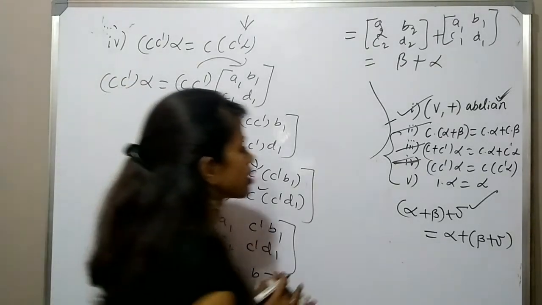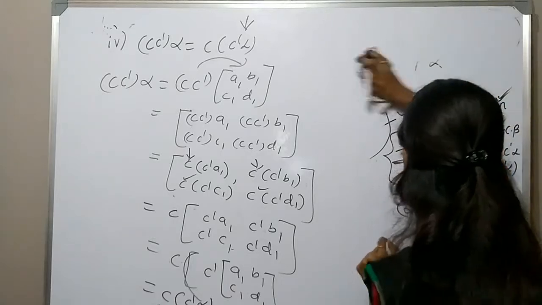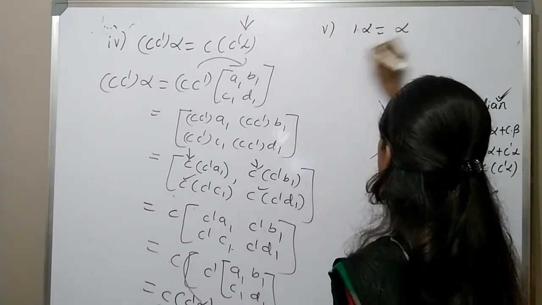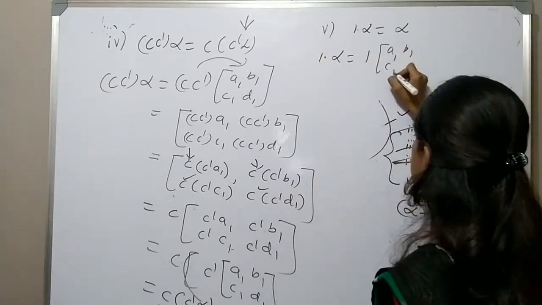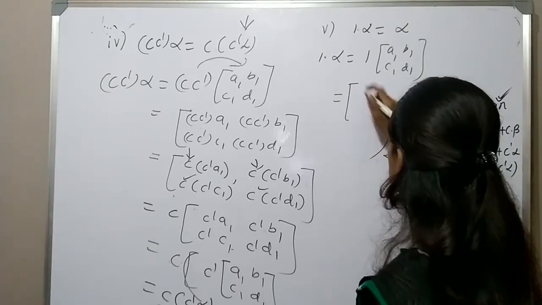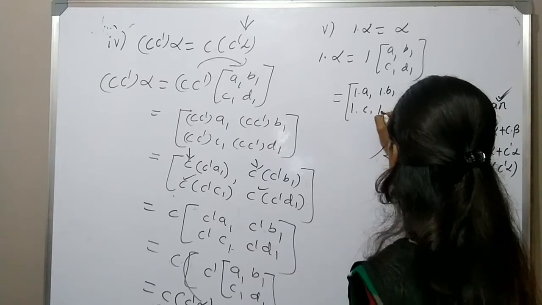Last one. So what is last one? 1 · α is equal to α, where α belongs to V. So last one, fifth one, 1 · α is equal to α. For that, consider 1 · α. What is α? A1, B1, C1, D1. So multiply 1 within the matrix. 1·A1, 1·B1, 1·C1, 1·D1.